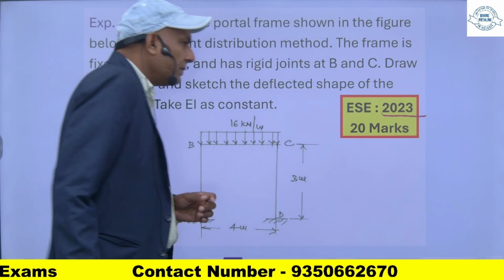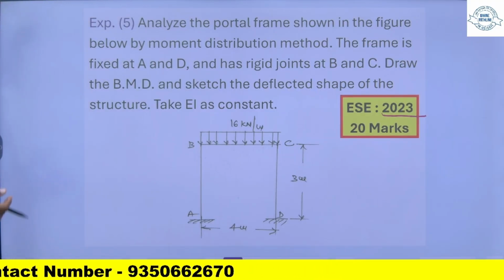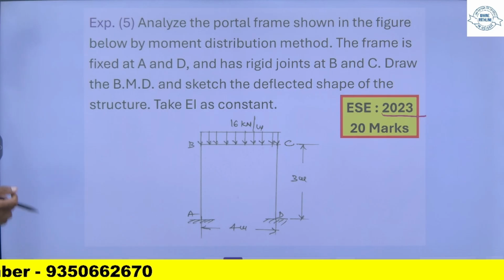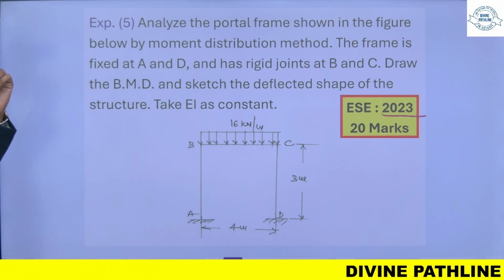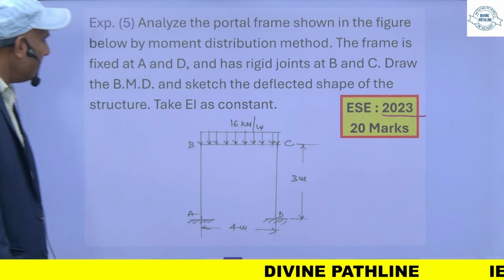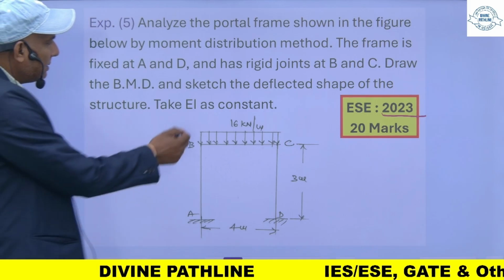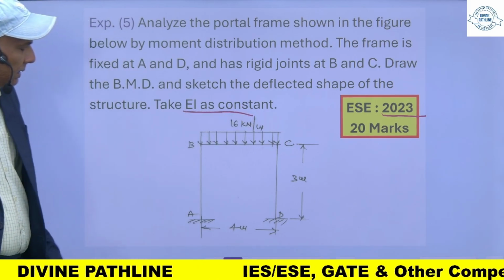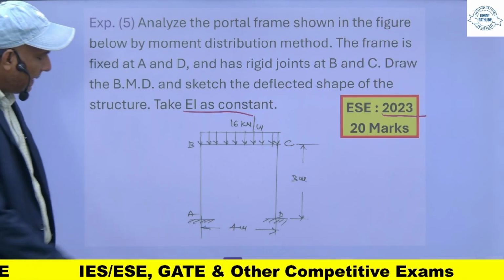Another question, this is example 5. This question came in Engineering Services 2023 and of 20 marks. Analyze the portal frame shown in the figure below by moment distribution method. The frame is fixed at A and D and has rigid joints B and C. Draw BMD and sketch the deflected shape of the structure. Take EI as constant.